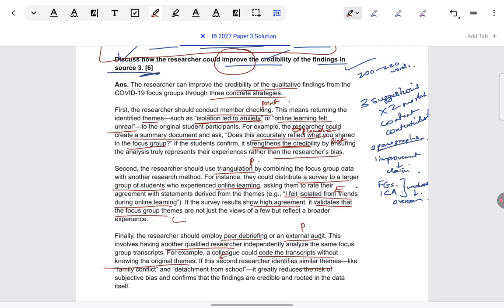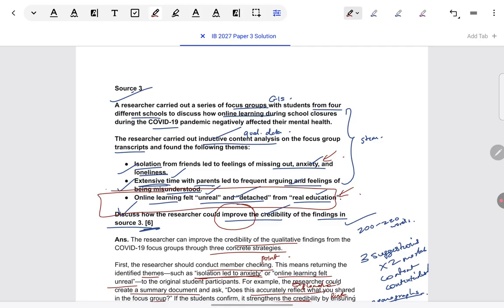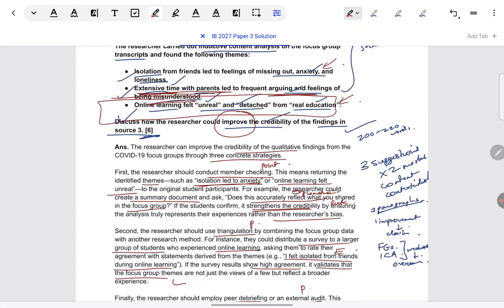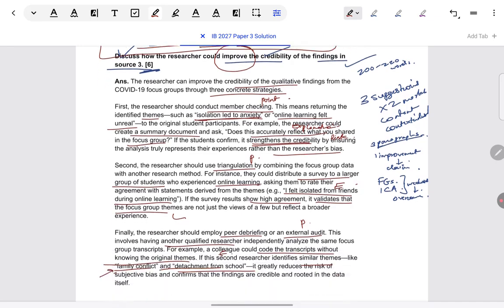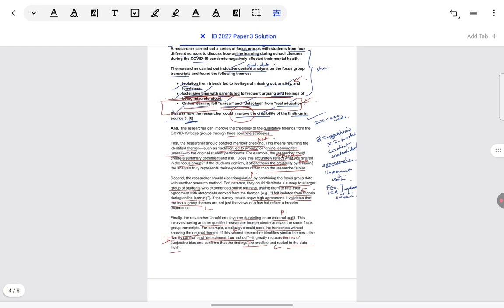If that is the case, like the other researcher also identifies something like family conflict, where this researcher has identified parents interaction can lead to feeling misunderstood. Or this researcher has identified online learning feels unreal, and the other researcher says something very similar, detachment from school. Then we can say that bias is not there. Multiple researchers are coming to the same conclusion, so the findings are credible and they are rooted in the data. They are not coming from a top down bias that is operating from the researcher's previous experiences. So this is how you can answer the 6 marker.